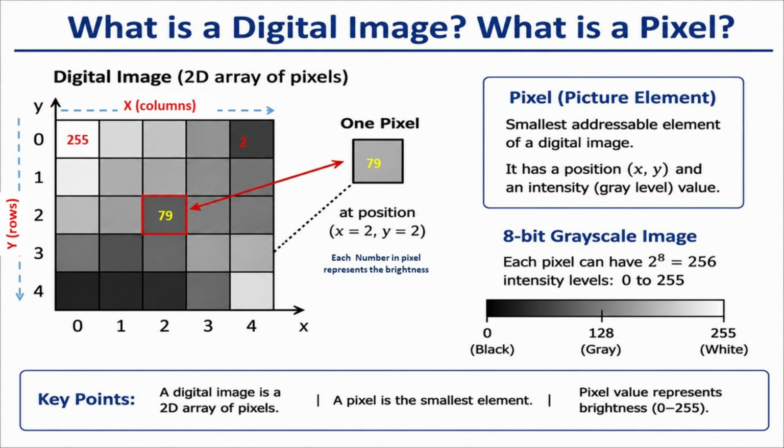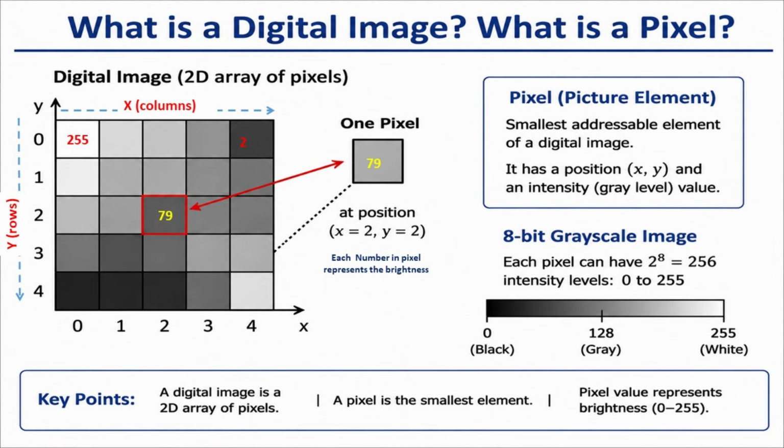A digital image can be considered as a two-dimensional array of pixels, arranged in rows and columns. In the figure, the horizontal direction represents the x-coordinate, or columns, and the vertical direction represents the y-coordinate, or rows. Each small square is one pixel, or picture element. A pixel has a location, x, y, and an intensity value. For example, the highlighted pixel in the figure has an intensity value of 79.